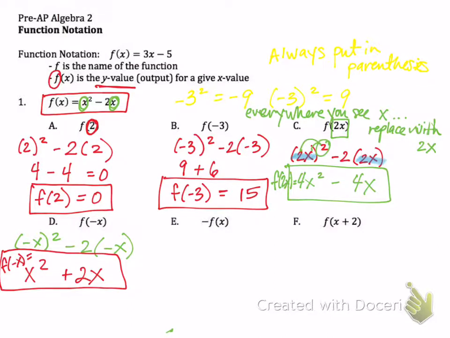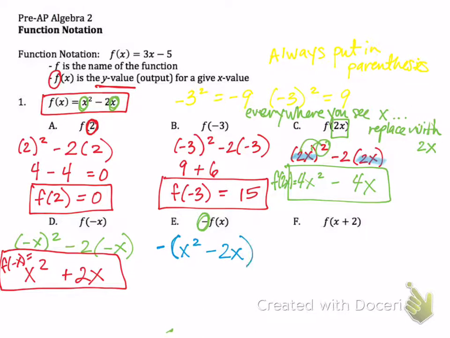So for part E, I have a negative in front of f of x. So I'm not changing anything inside the parentheses. I'm literally just switching the sign of everything in front of the function. So I'm going to put a negative sign in front, and then I'm going to write my function, x squared minus 2x.